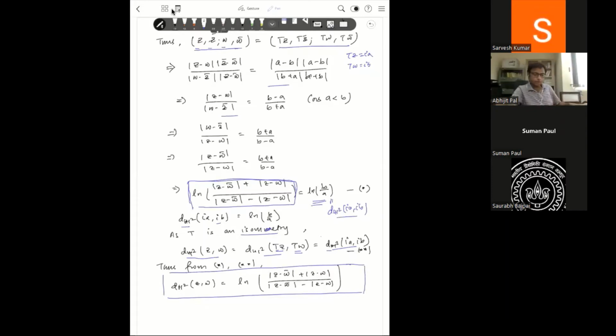Okay, so you have to apply this trick of the cross ratio to prove this formula. Once you have this formula in the upper half plane, you know there exists an isometry, namely z goes to (z minus i) by (z plus i), which takes this upper half plane to the Poincare disk, and correspondingly for the Poincare disk we also get a formula.